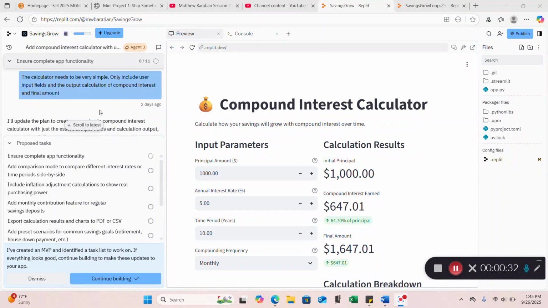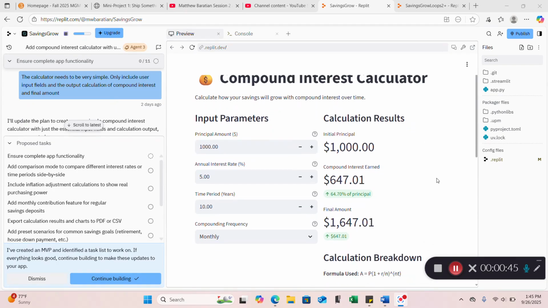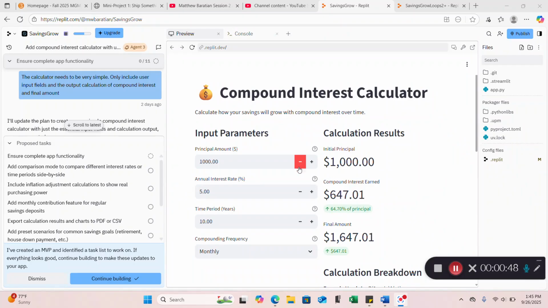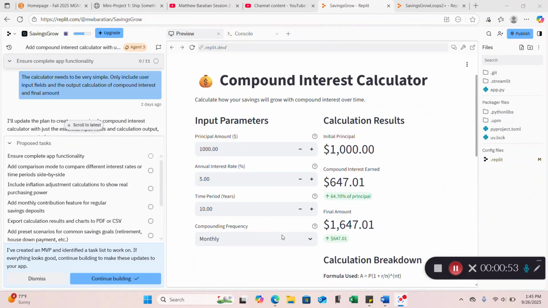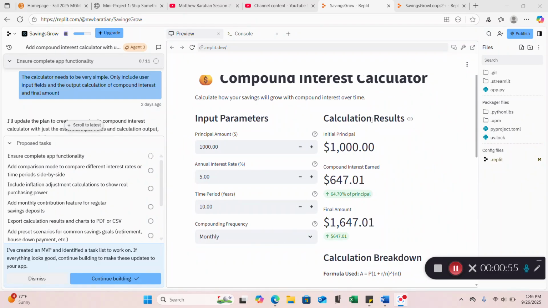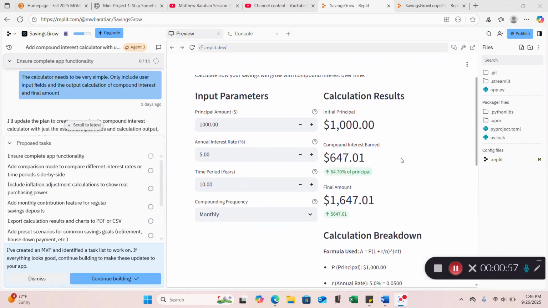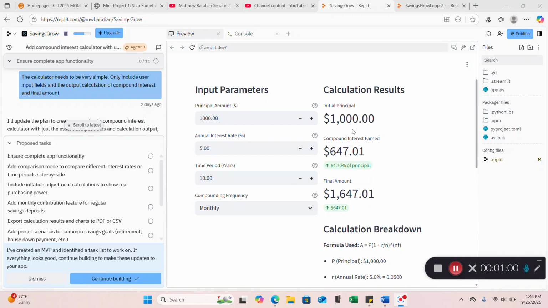So I reiterated to the model or to the chatbot, only include user input fields and the output calculation of the compound interest and the final amount. So with that, we have the compound interest calculator here with certain input parameters such as principal amount, your annual interest rate, your time period in years, and your compounding frequency. So with this, you can see on the calculation results on the right side, it will tell you your initial principal amount, compound interest earned on top, separate from your actual principal, and the final amount in total with the compound interest earned plus that initial principal.